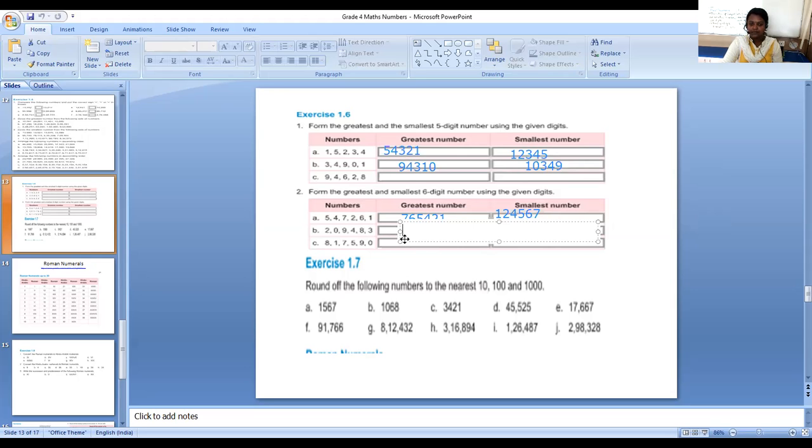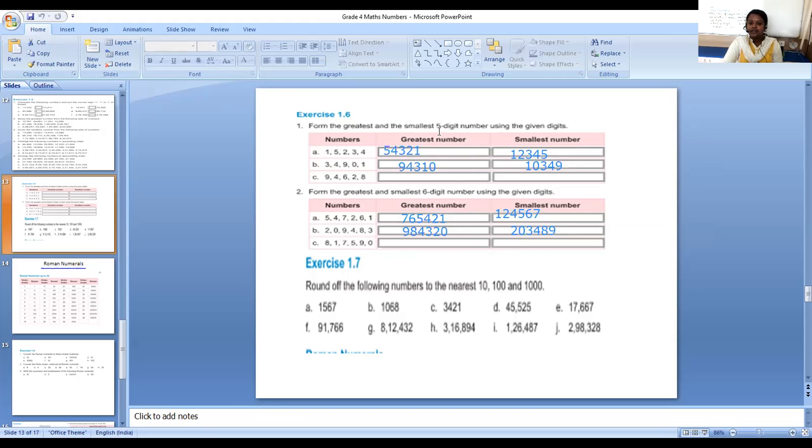Accordingly, in the second question, forming the greatest number, we take the highest of all, 9, followed by 8, 4, 3, 2, 0. So that is read as 9,84,320. Next we have the smallest, that is 2, 0, 3, 4, 8, 9. 2,03,485. So this way we form the greatest and smallest number. Try question number C as an assignment for you.